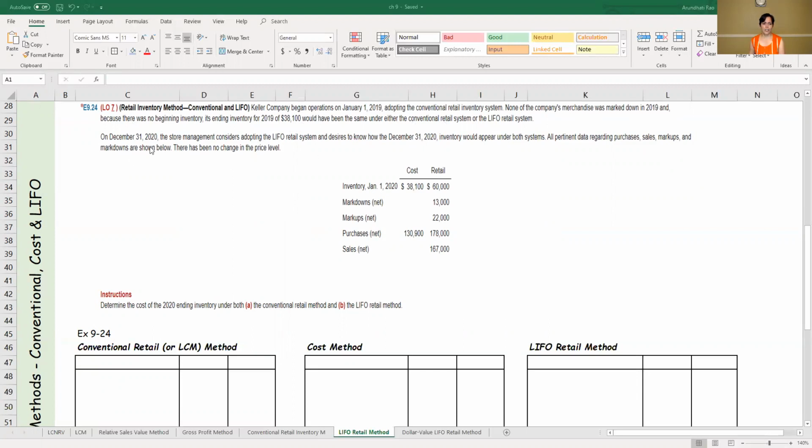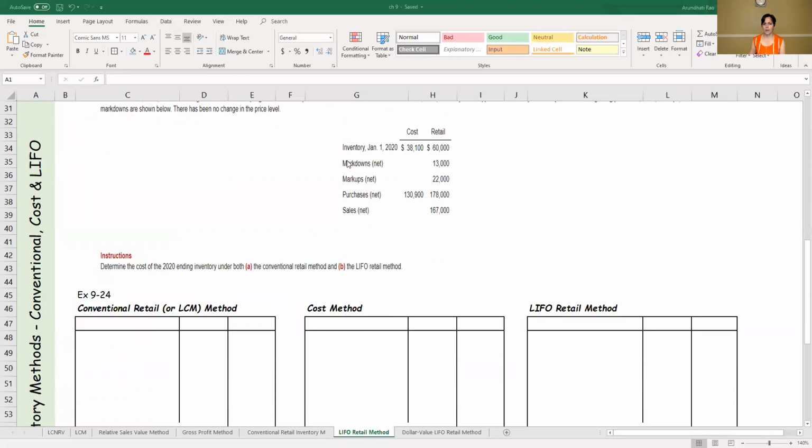For December 31st, 2020, on this date the store management considers adopting the LIFO retail method and desires to know how the December 31st, 2020 inventory would appear under both systems. All pertinent data regarding purchases, sales, markups, markdowns are shown below. They're also telling you there is no change in the price level. I'll talk about that at the very end. So we'll start out with the conventional method. We'll also look at the cost method, although that's not asked for, and then we'll look at the retail method.